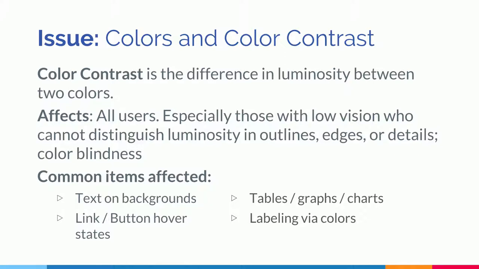So some of the most common places that get affected by this is text on any background color. This could be your tables, graphs, or charts. This could be your link hover states for your buttons, when you actually have your mouse hover or your focus hover on it. And it also could affect labeling with color.